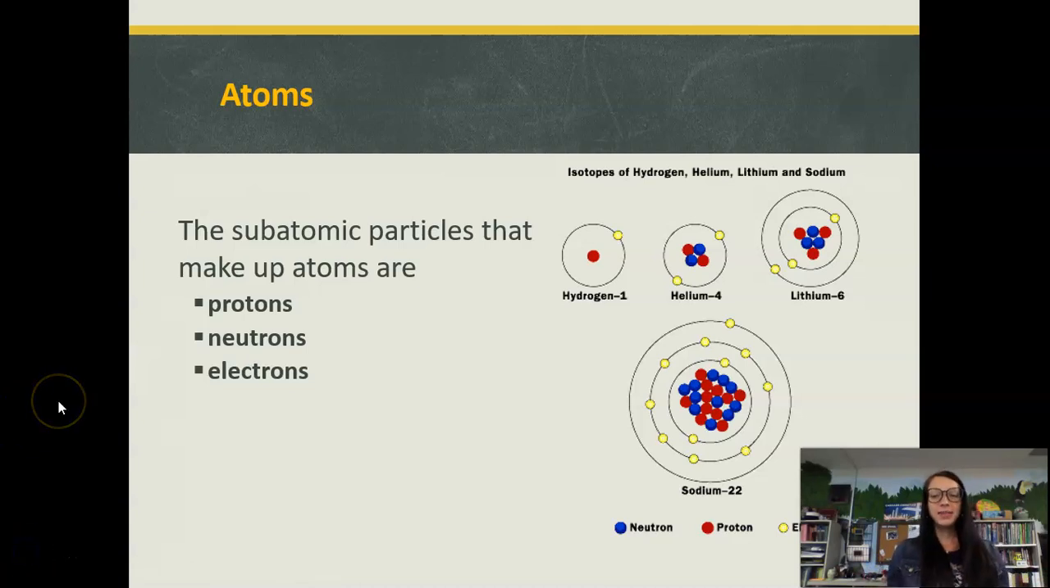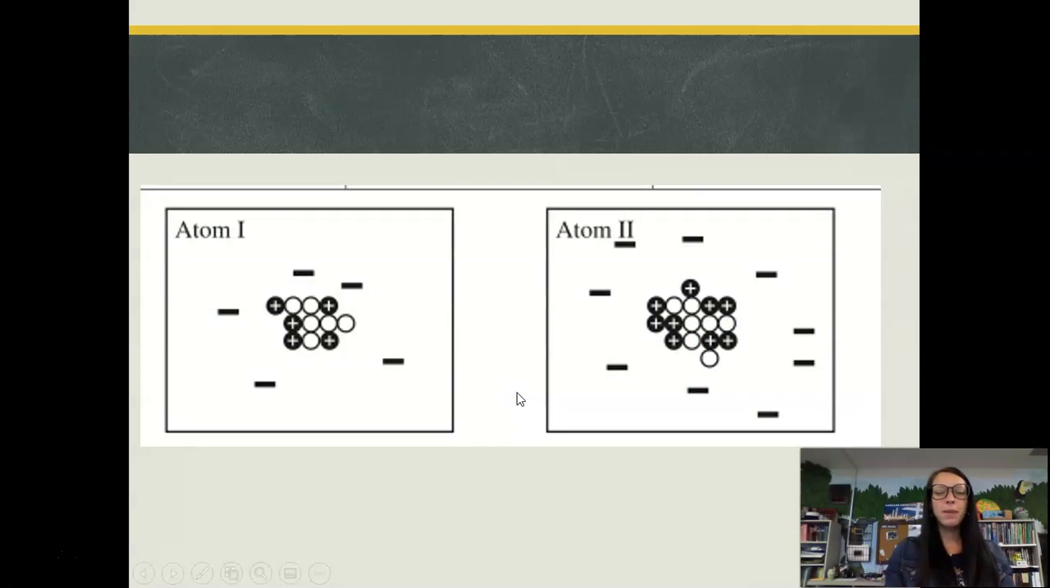I have some examples of some elements here with their protons, electrons, and neutrons. In this diagram, protons are represented by red dots, neutrons are represented by blue dots, and electrons are represented by yellow dots. Remember that protons and neutrons are found in the nucleus, which is the center of the atom, and electrons are found outside in what we might distinguish as shells. Shells become important when we talk about different types of bonds, but more on that in a little bit. Okay, so let's keep going.